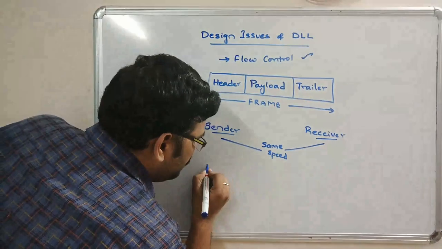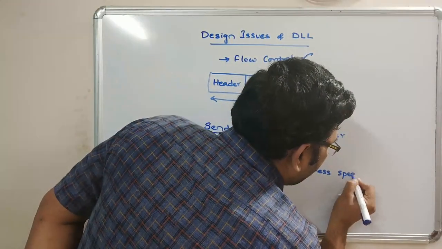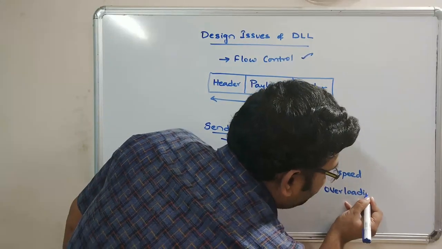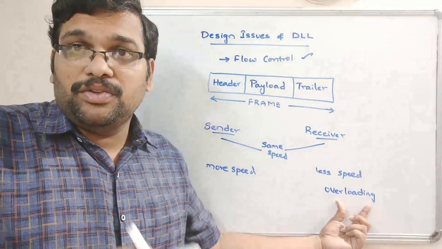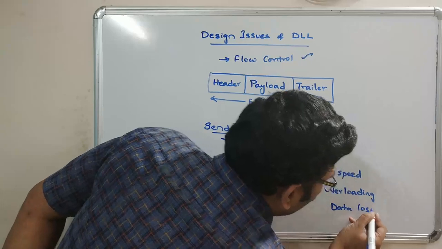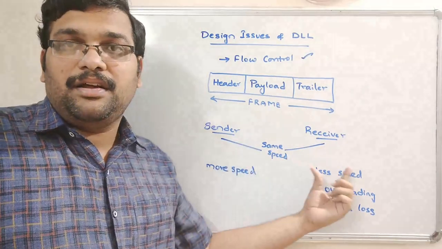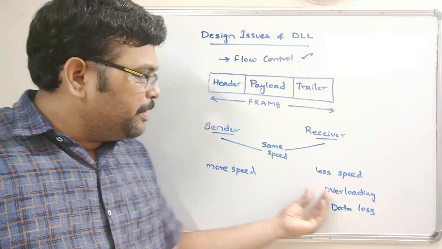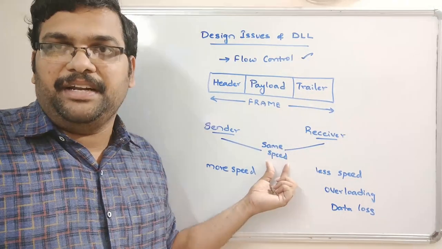So what happens if this is violated? If the sender is sending at a higher speed and the receiver receives at a lower speed, automatically at the receiver side there might be a chance of overloading. Before the receiver processes the data frames, new data frames keep arriving, so we call it overloading. The result is data loss. So if the sender and receiver follow different speeds, overloading will happen, which results in data loss. Both have to work at a consistent, same speed.